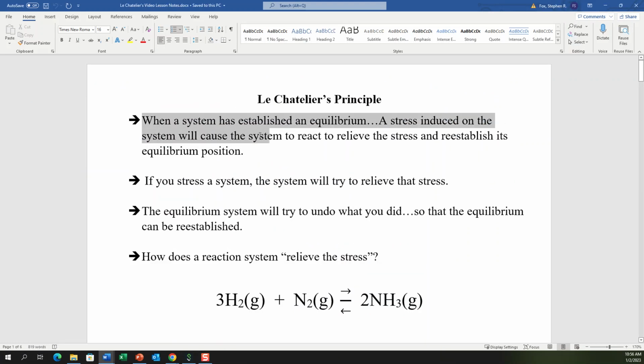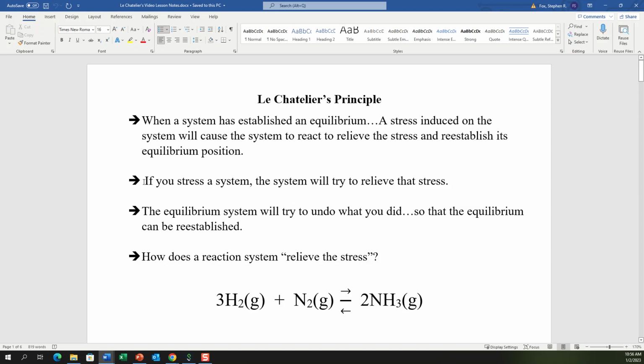So again, when a system has established an equilibrium, a stress induced on the system will cause the system to react to relieve the stress and reestablish its equilibrium position. Now remember, its equilibrium position is its K value. So as long as you haven't changed the temperature, the K value, the equilibrium constant, has to stay the same. So you change something, the reaction is going to try to get back to that K position, that equilibrium position that it has.